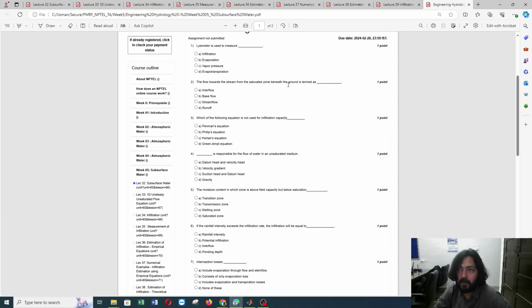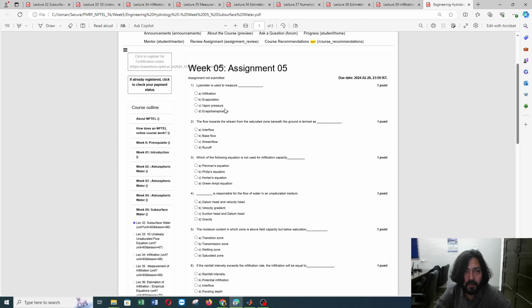We know how below the ground surface the zones are divided into 2 parts, unsaturated and saturated, how the flow of water inside the unsaturated zone is termed, and what the term is for flow of water in the saturated zone, right? If you recall those definitions, you will be able to answer. And also, lysimeter is used to measure what? This is from the previous class. You need to recall which hydrological variable a lysimeter is used to measure.